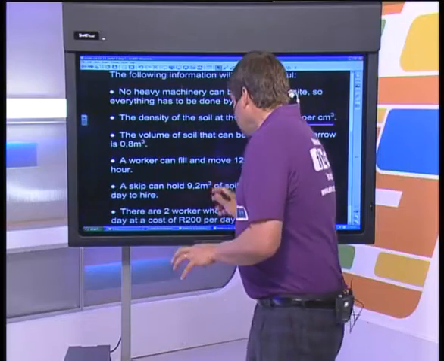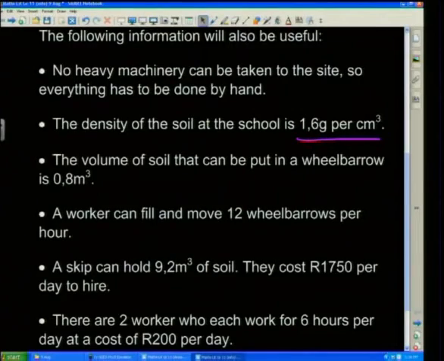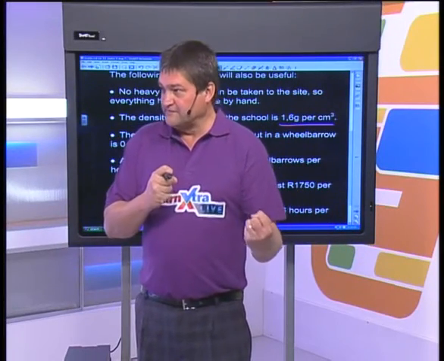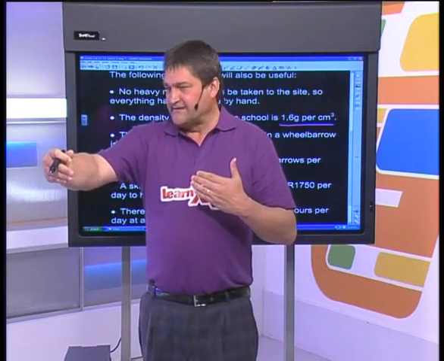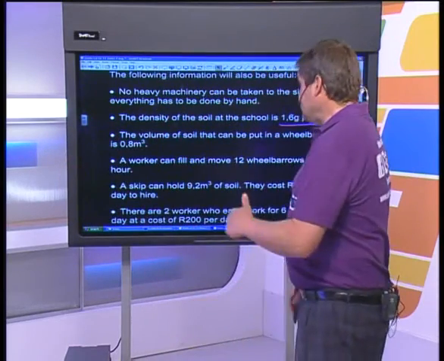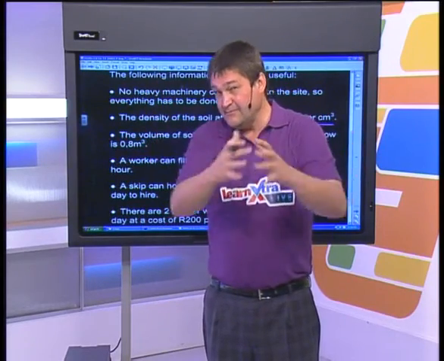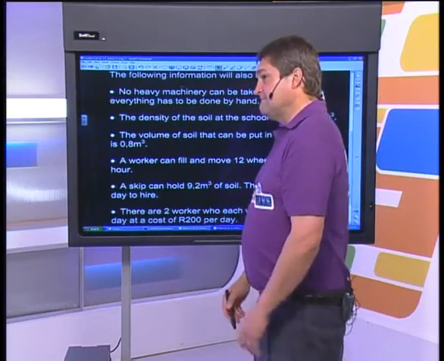Now, I'm not going to worry too much about this because we know that every day these guys are only carrying 6 wheelbarrows, or rather working for 6 hours. So how many days have they worked for? We said 4 days. Okay. But what we need to know is how many skips did we need to fill up to put the soil in? Right. So how many skips were needed in order to put all that soil in? Okay. Can you remember this for me? 9.2? Got it?